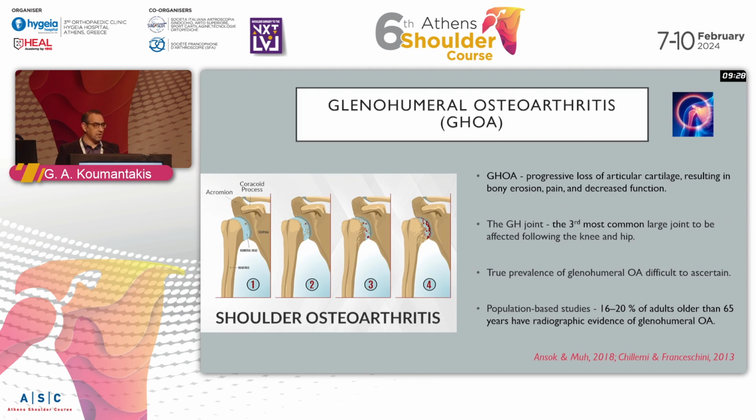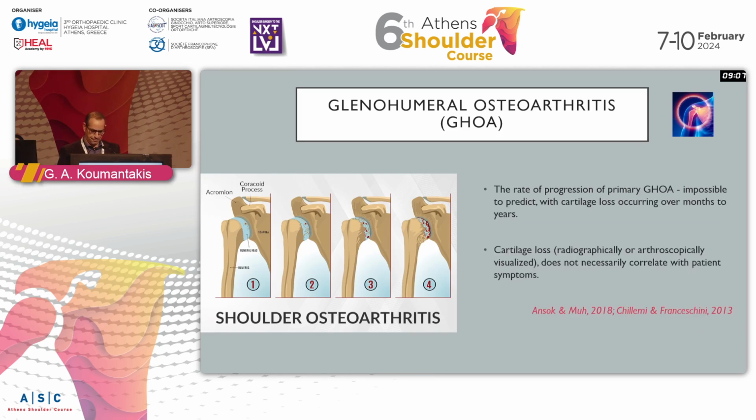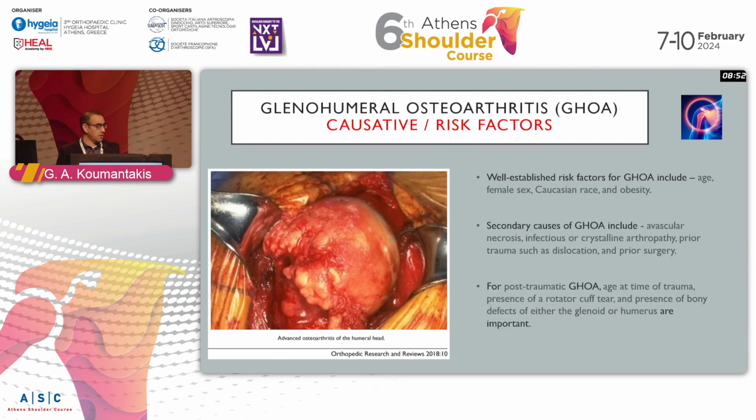The true prevalence is difficult to ascertain because there are patients with very mild symptoms not consulting. From population-based studies, we see a prevalence of between 16 and 20% of adults older than 65 years old who have radiographic evidence of glenohumeral OA. Now, the rate of progression is also impossible to predict, with cartilage loss occurring over months to years. The cartilage loss does not necessarily correlate with patient's symptoms. There are very bad cases like this one, which we cannot really say we can improve.